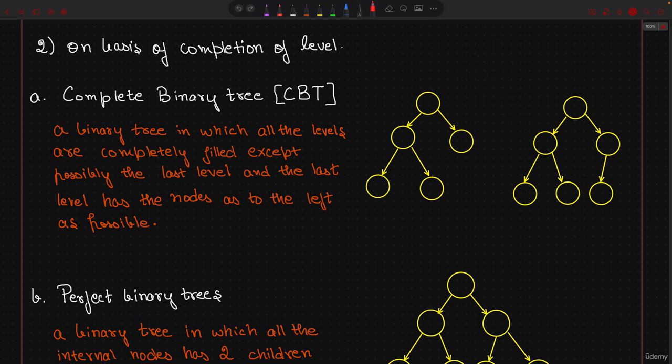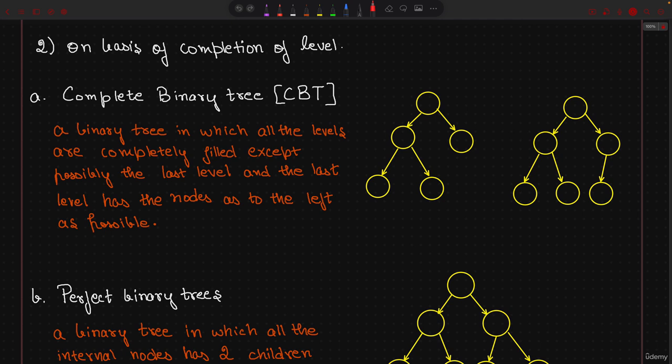We want that the nodes should be as to the left as possible. So in this particular binary tree, if you are adding an extra node that is towards the left, that is what makes it complete, because we are following a structure which is like this while filling in our nodes.